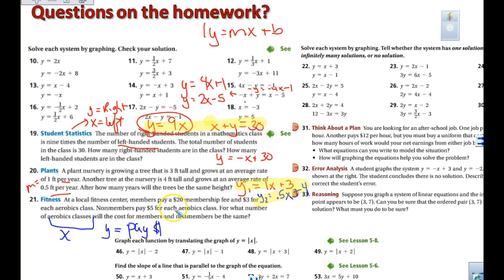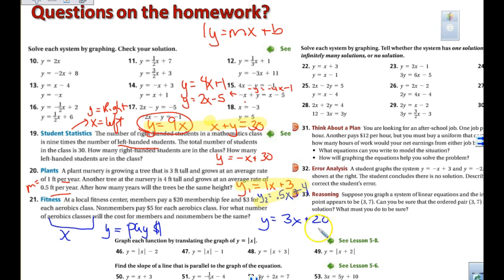Raise your hand if we are looking at a $20 fee up front and $3 for each aerobic class. You need to be thinking, what's my rate of change and what is my slope? Rate of change or slope, what is my starting or initial point? You want to tell me what they think they have for their equation? George, you have one? Y equals 3x plus 20.